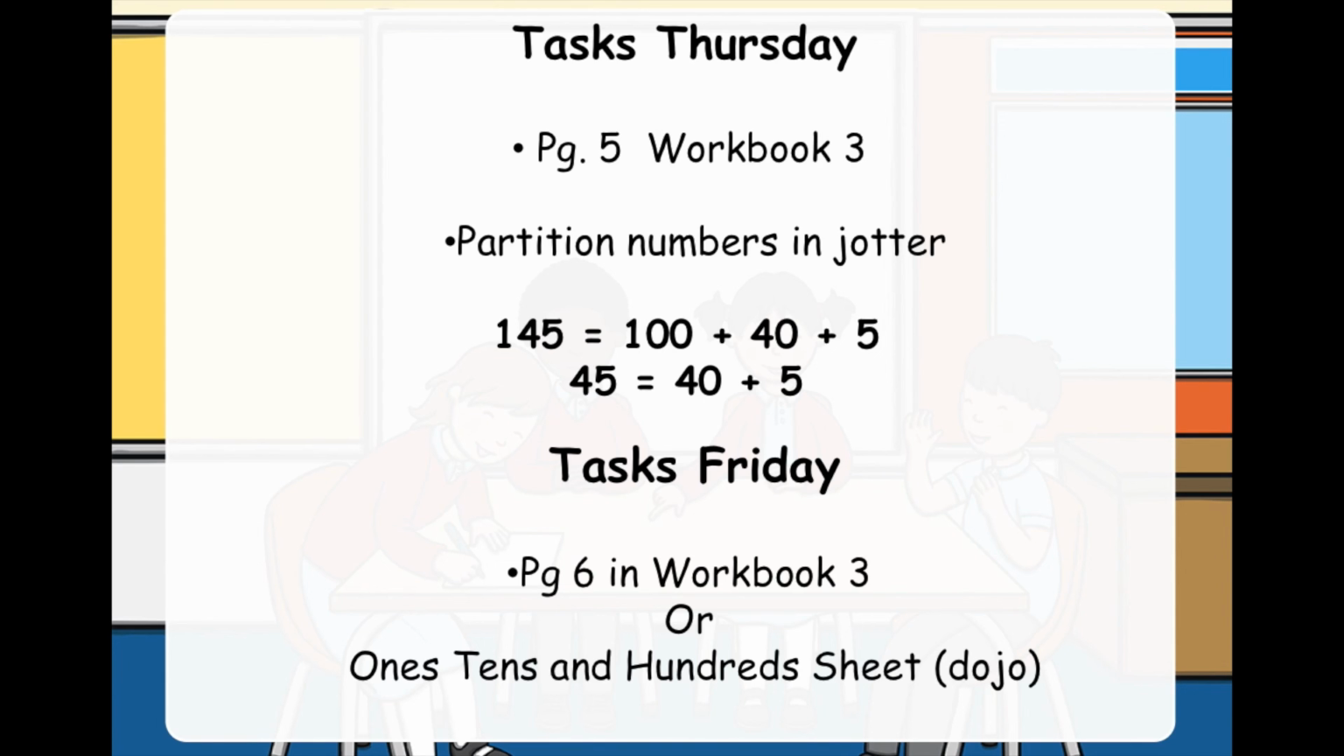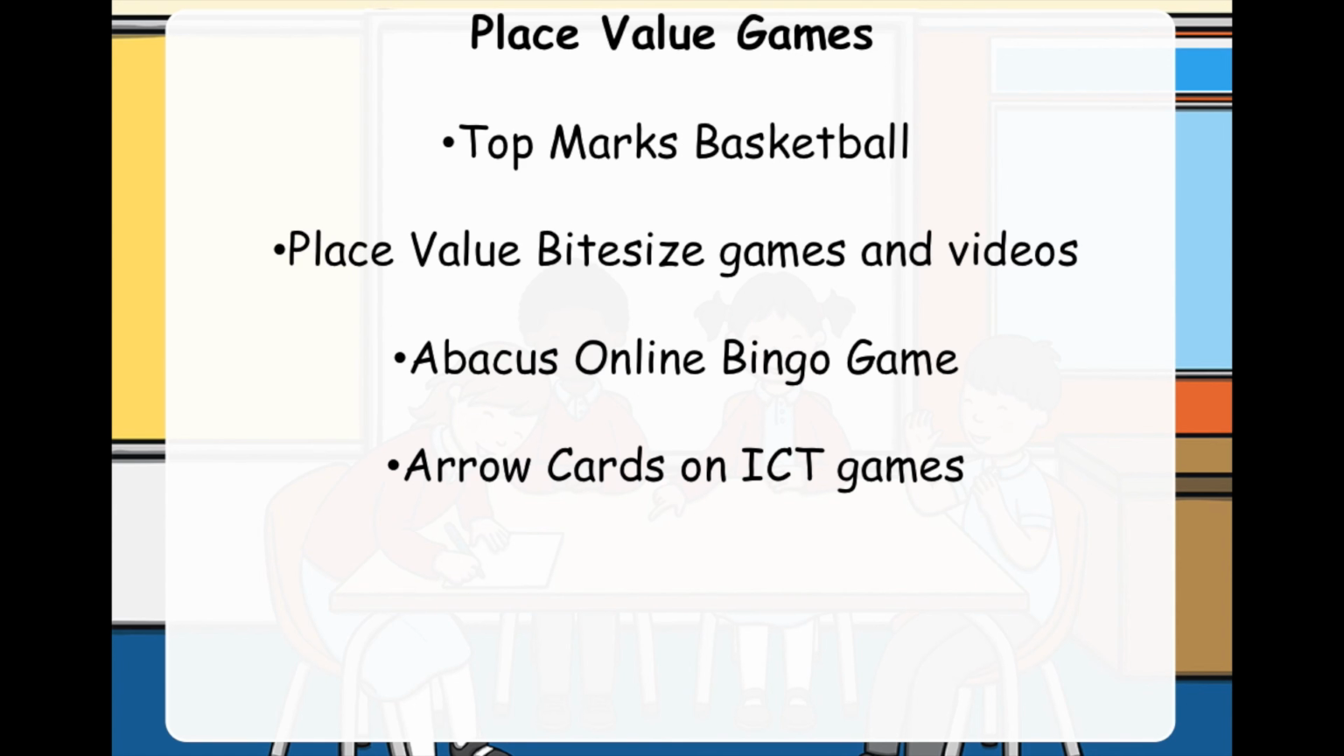Today's task is page 5 in workbook 3. If you're struggling to see the stacks of numbers on the page, you and your special adult can come up with your own numbers and partition these in your jotter. I have put an example of how you may want to lay this out below. The task for Friday is page 6 in your workbook, or the ones, tens and hundreds sheet that I will post on Dojo tomorrow.